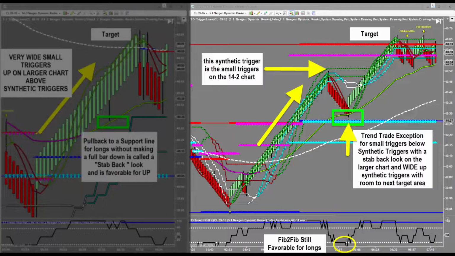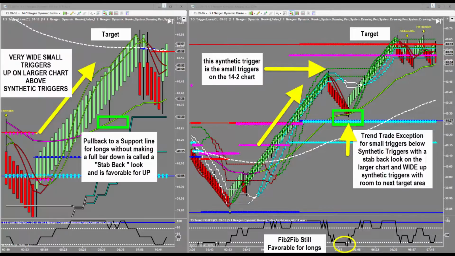So when you put both charts together, you're able to really take a look at a strong push on your larger chart, the stab back to your mid-band or close to your mid-band on your larger chart, and then a break of resistance, very strong triggers going up on your small chart, and the trend trade exception on your small chart to get you up to the next Fibonacci resistance.